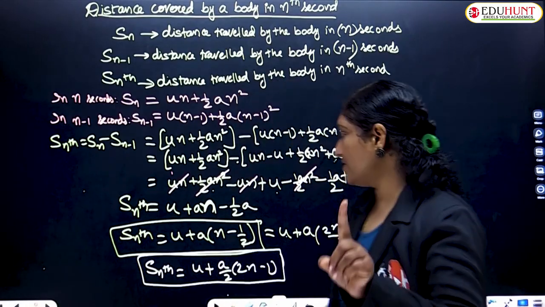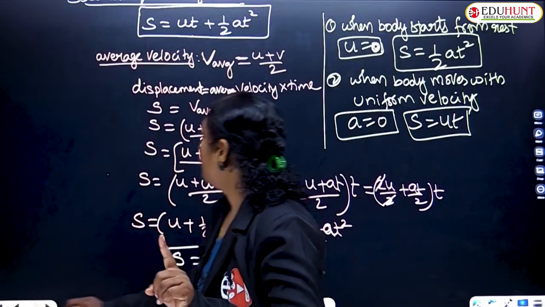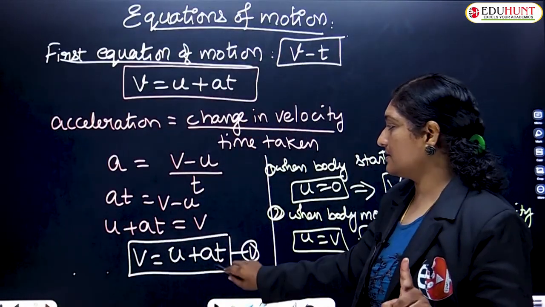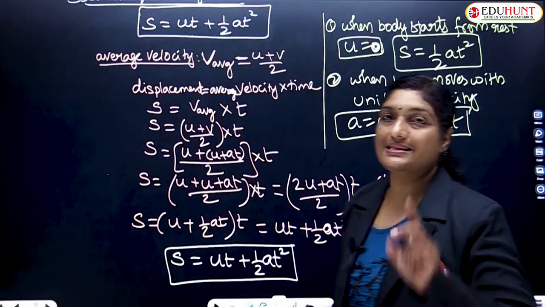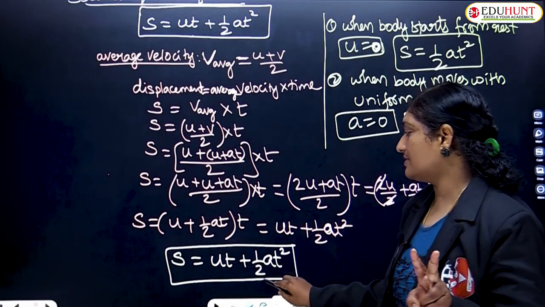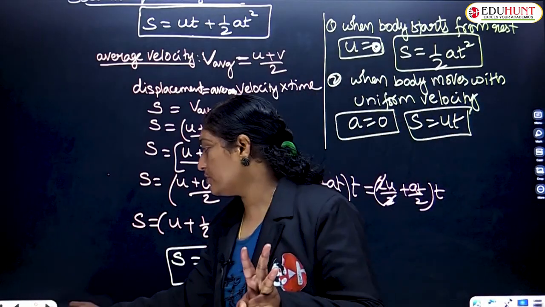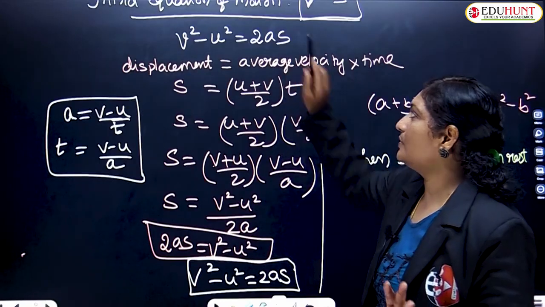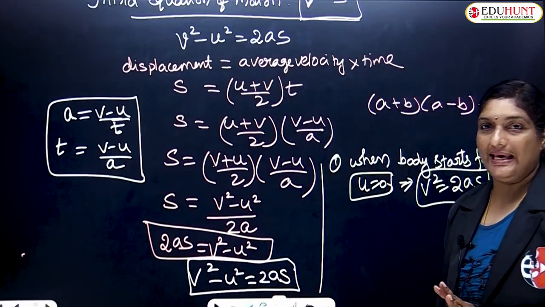What is the first equation of motion, children? The first equation of motion was v equals u plus at. Second equation of motion was s equals ut plus half at square. Third equation of motion was v square minus u square equals 2as. What is that? v square minus u square equals 2as.